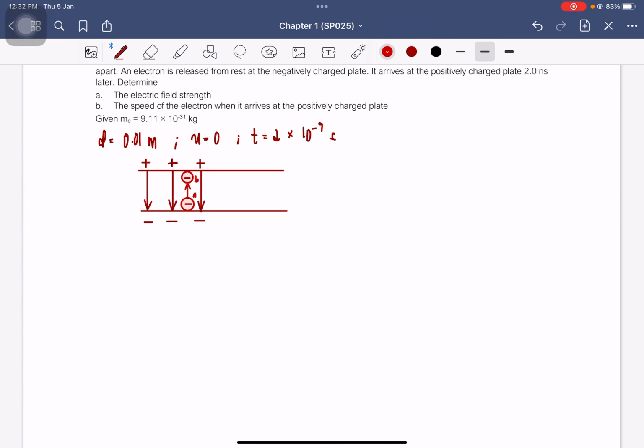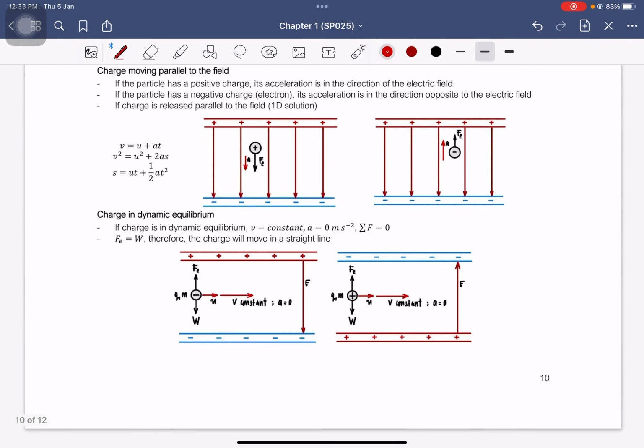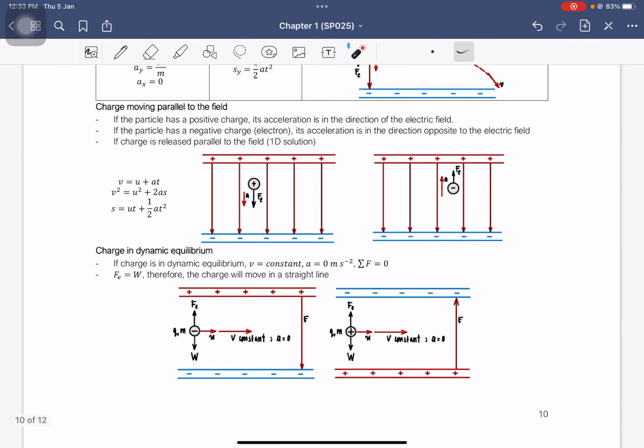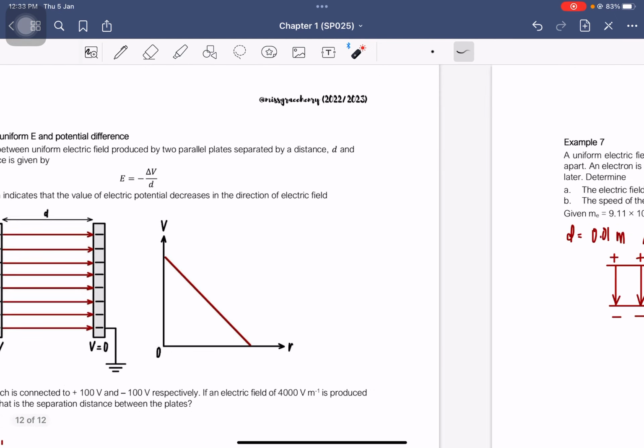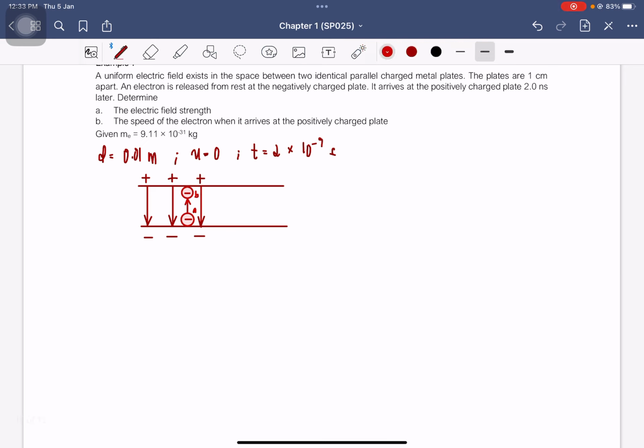Okay. So now this is charge moving parallel to the field, anti-parallel, basically just parallel to the field, but it is in the opposite direction of the electric field. So if you look at the notes back, you can actually know what equation we should use, which is some of the equations that we've used last semester. But first, we need to calculate the electric field strength.